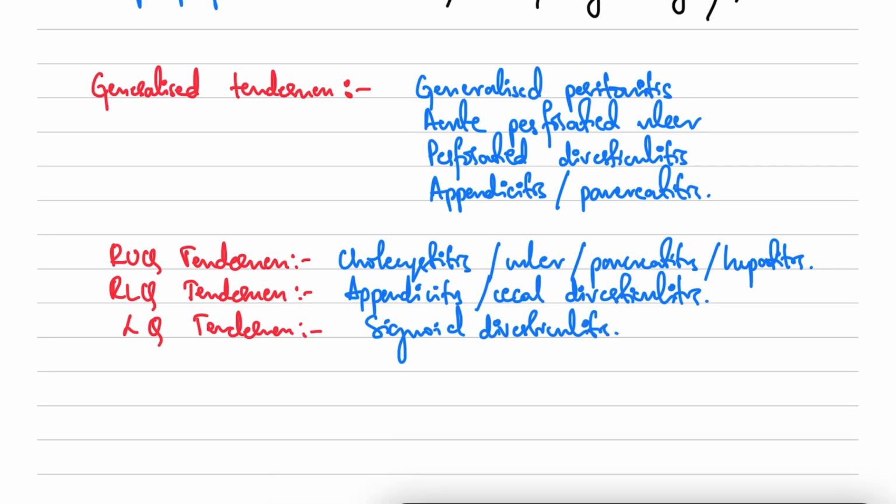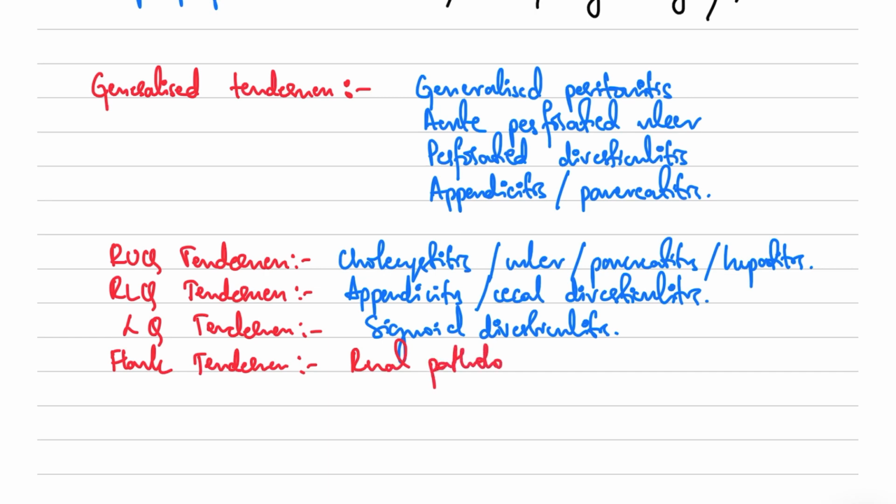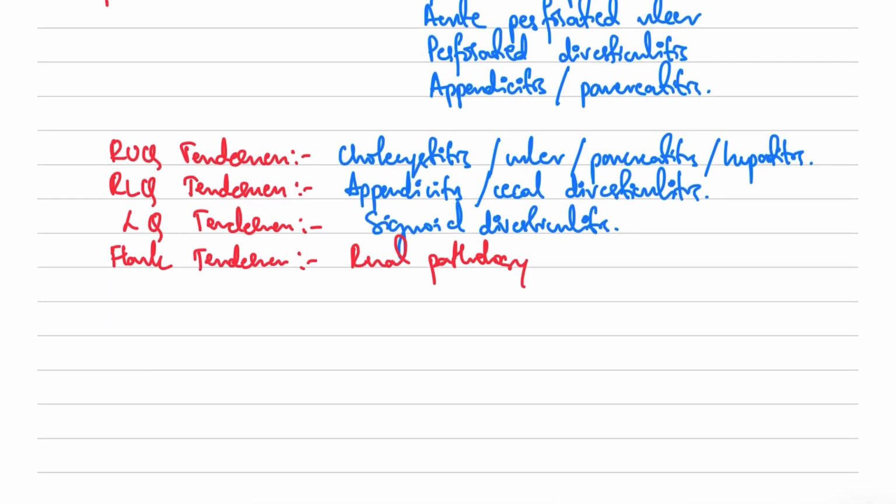What if the patient has flank tenderness? If the patient is suffering from flank tenderness, then it is majorly a renal pathology. It indicates that the flank tenderness is majorly due to a renal pathology. So this is about the palpation part of the abdominal examination. So, moving on to the percussion.